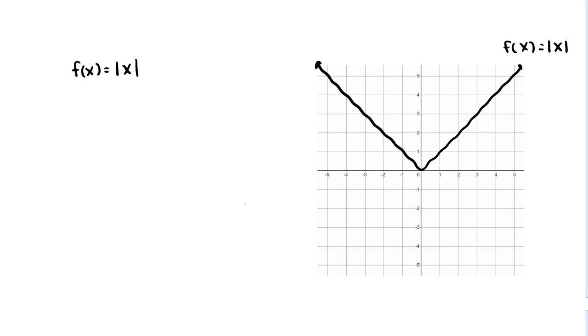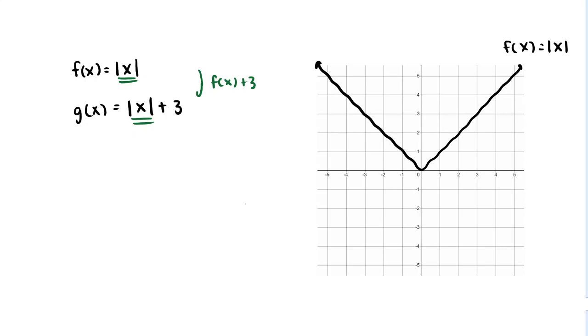So let's take a look at this function f of x is equal to the absolute value of x. I've graphed this function on the right, and I want to explore this function g of x is equal to the absolute value of x plus 3. This is really the function obtained by taking my f of x function and just adding 3 onto the end of it. This is really just f of x plus 3.